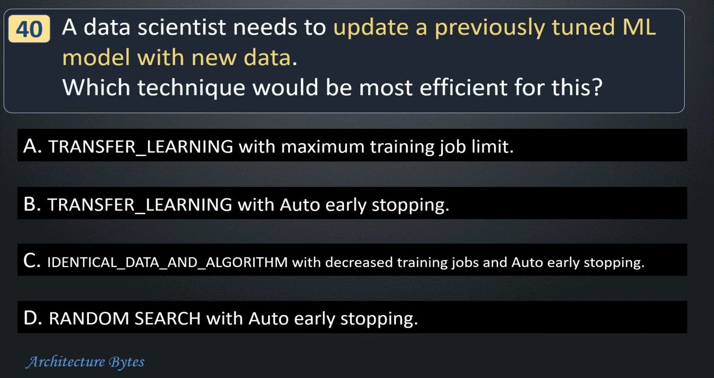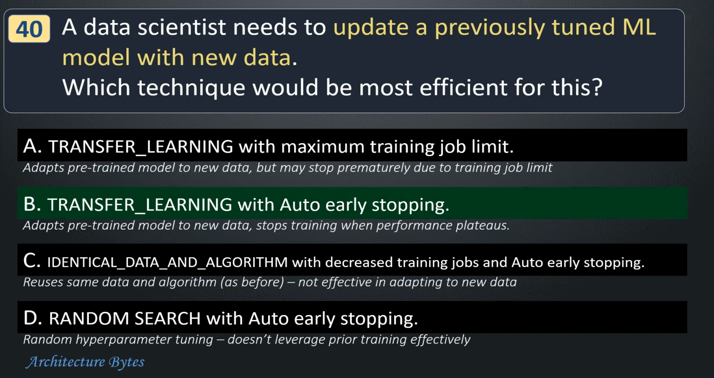A data scientist needs to update a previously tuned machine learning model with new data. Which technique would be most efficient for this? Our options are A, transfer learning with maximum training job limit, B, transfer learning with auto early stopping, C, identical data and algorithm with decreased training jobs and auto early stopping, or D, random search with auto early stopping.